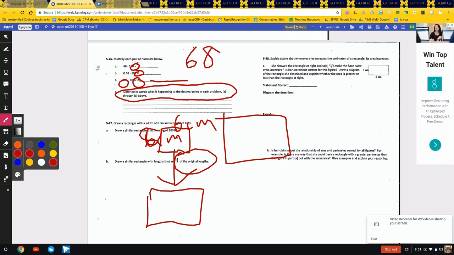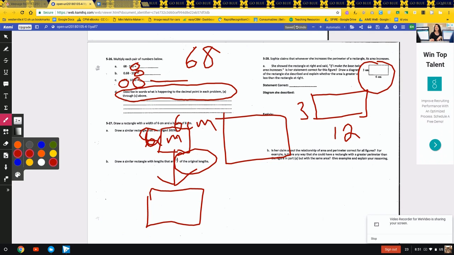Sophie claims whenever she increased the perimeter of a rectangle, the area would also increase. So she showed this rectangle at the right. She goes, if I make the base twice, the area will increase. So she's saying the base is going to go to 12, and she's going to leave this at 3. Would that be true? Would the area increase? You say yes or no and describe.